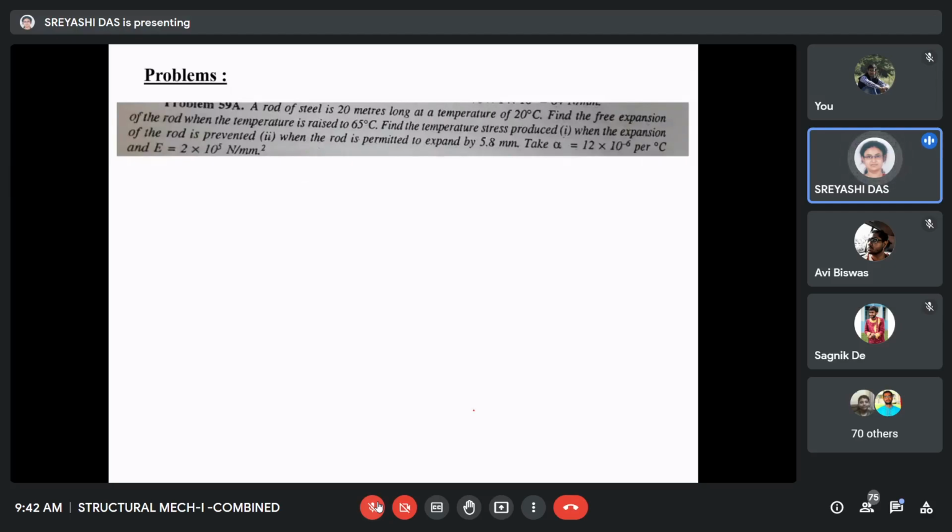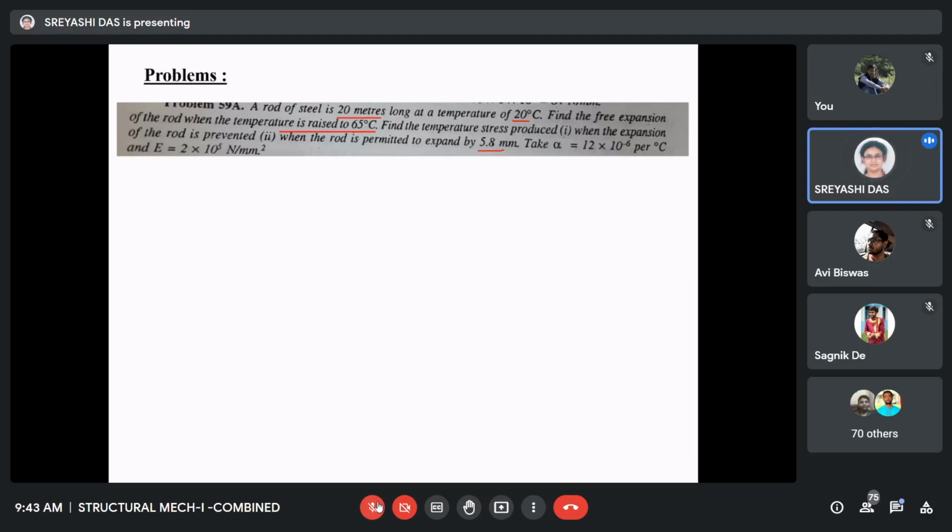So a very simple problem, I have taken this from the book. A rod of steel is 20 meters long at a temperature of 20 degrees centigrade. Find the free expansion of the rod when the temperature is raised to 65 degrees centigrade. Very simple. So 20-meter length, change in temperature is 65 minus 20. Find the temperature stress produced when the full expansion of the rod is prevented. And the second is when the rod is permitted to expand by 5.8 millimeter.